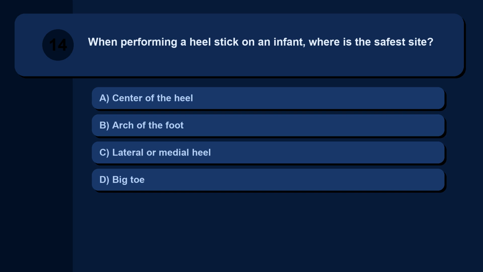Question 14. When performing a heel stick on an infant, where is the safest site? Center of the heel. Arch of the foot. Lateral or medial heel. Big toe. The outer sides of the heel reduce the risk of hitting bone, nerves, or causing injury to the infant.